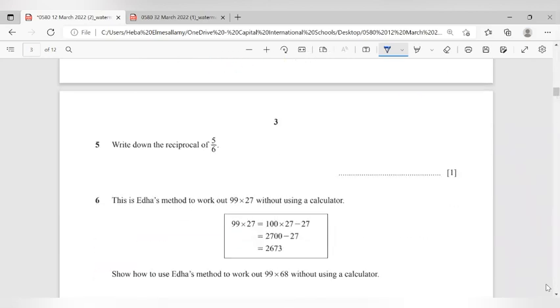Question 5. Write down the reciprocal of 5 over 6. As we know, the reciprocal of a number is 1 divided by the number. So I can just type it on the calculator and I will get 6 over 5, or I can just flip the fraction upside down.